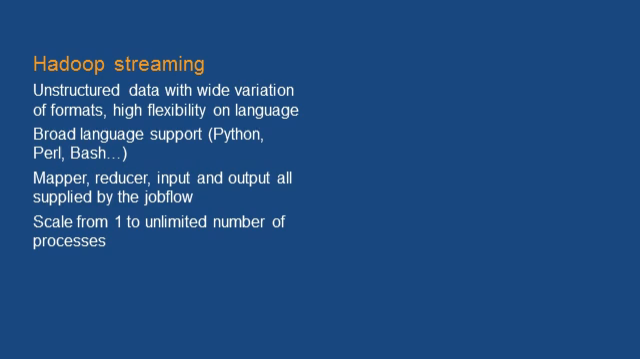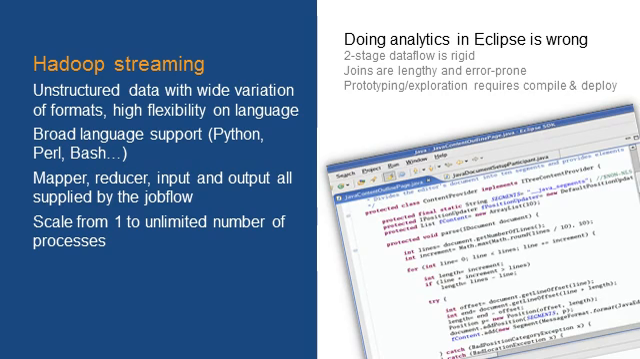Well, Hadoop streaming, it's flexible in the sense that you have high language flexibility, but you're really limited in terms of the complexity of the process. It's basically this two-stage data flow. You're going to map and reduce your data, and if you need to join data from a number of sources, it can be pretty lengthy.